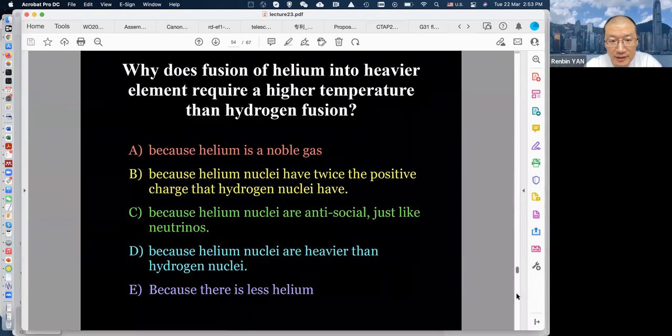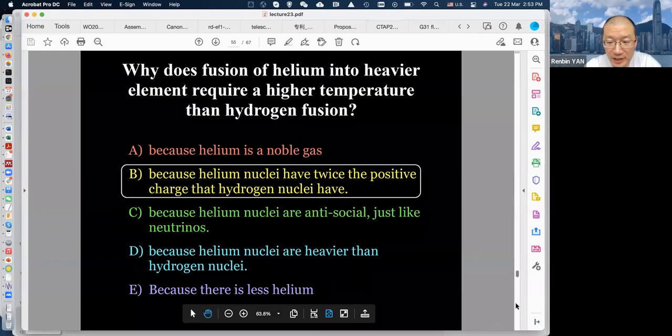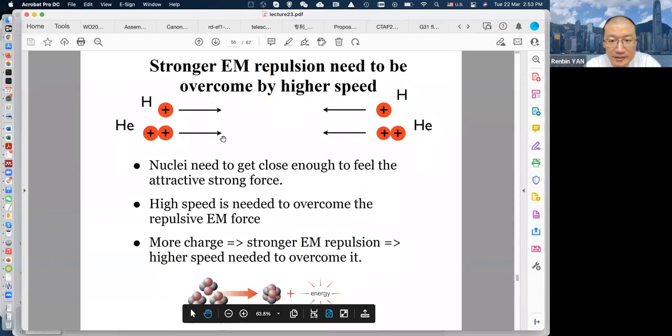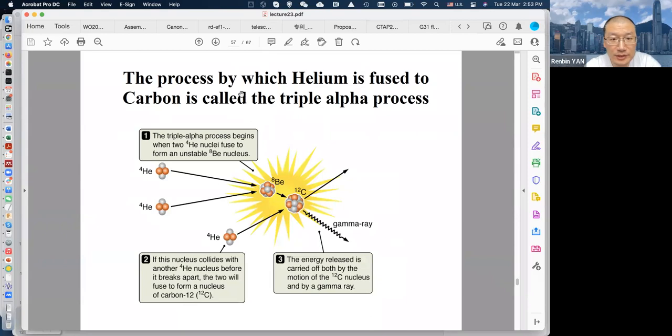So yeah, there was a question about why fusion of helium into heavier elements requires higher temperature than hydrogen fusion. I told you it is because the helium nuclei have twice the positive charge of hydrogen nuclei. And here is the process. This is the explanation for that. I talked about that through the slide. And then here, this is the process of how helium is fused into carbon.